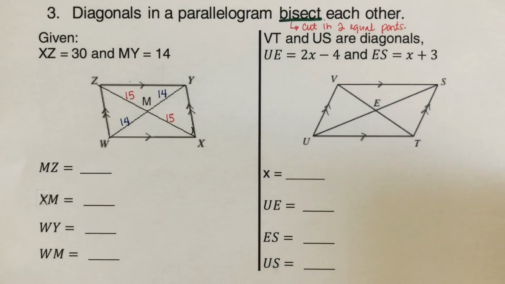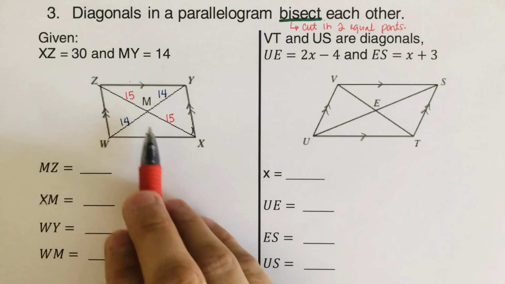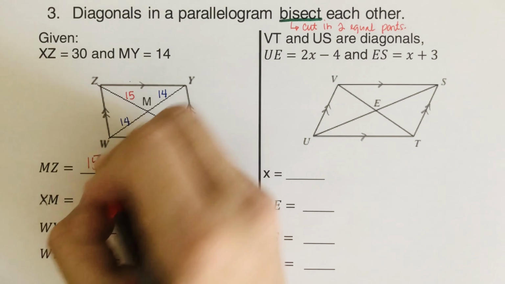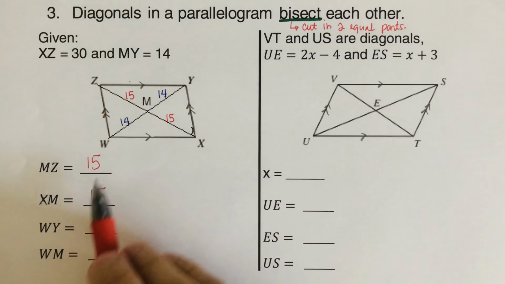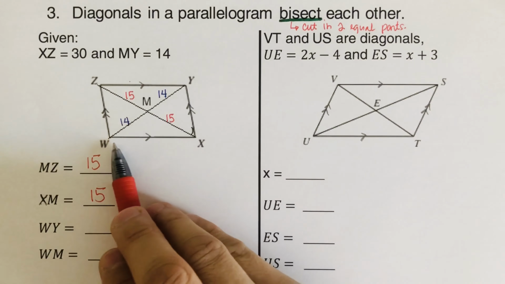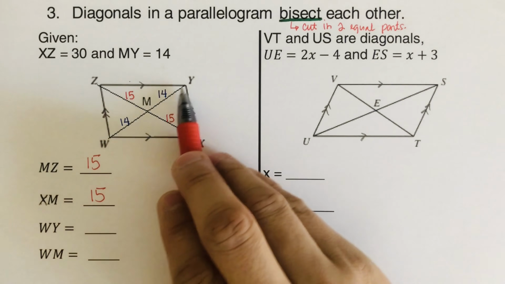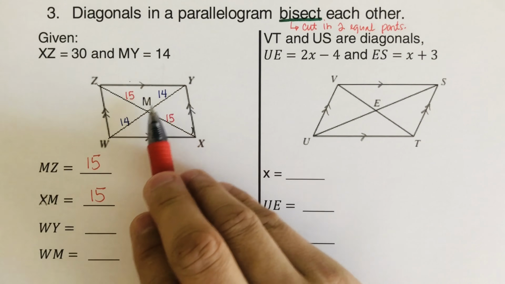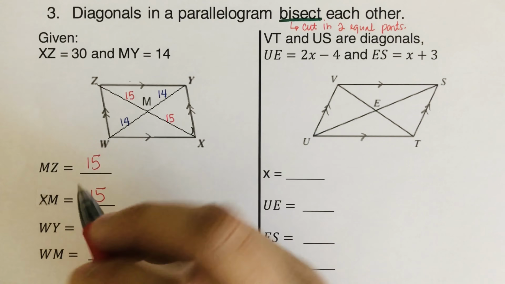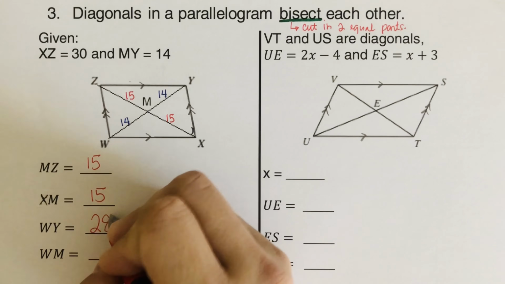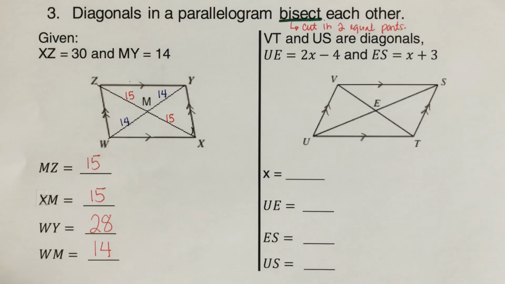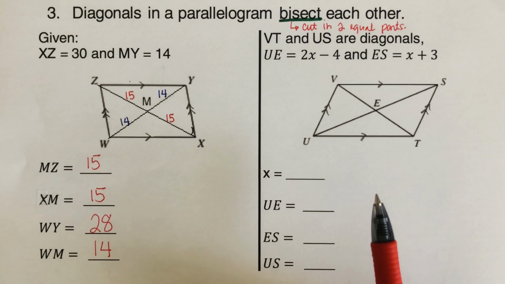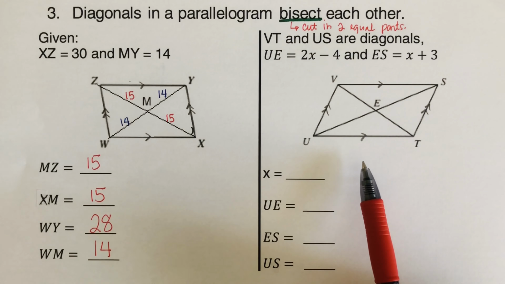So then from here, we can go ahead and fill this in. MZ is 15. XM is 15. WY is 28 because we start from W all the way to Y. Since it was cut in half, that's how we got the 14 and 14. So WY is 28. WM is 14. At this time, I would encourage you to pause this video and try this problem out on your own. And when you're done, unpause it and check your answer.